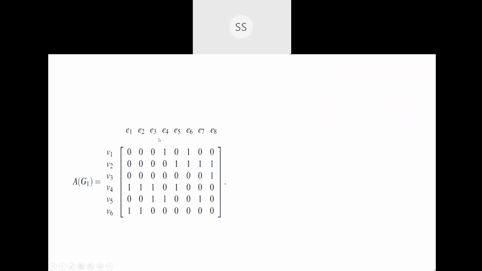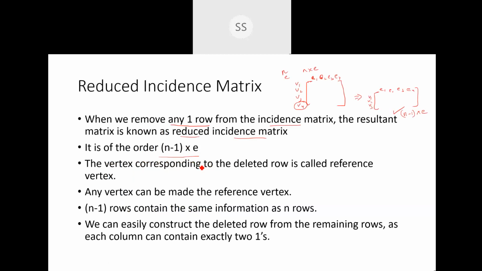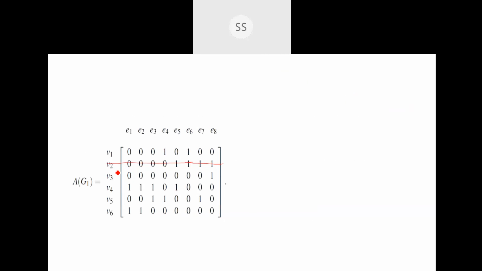Now what does it mean? If I look at this particular example, each column consists of 2 ones, isn't it? Now imagine if I delete one of the vertices. You can choose any one vertex. Say I am going to delete V2. This particular row is deleted. So V2 can be called a reference vertex.